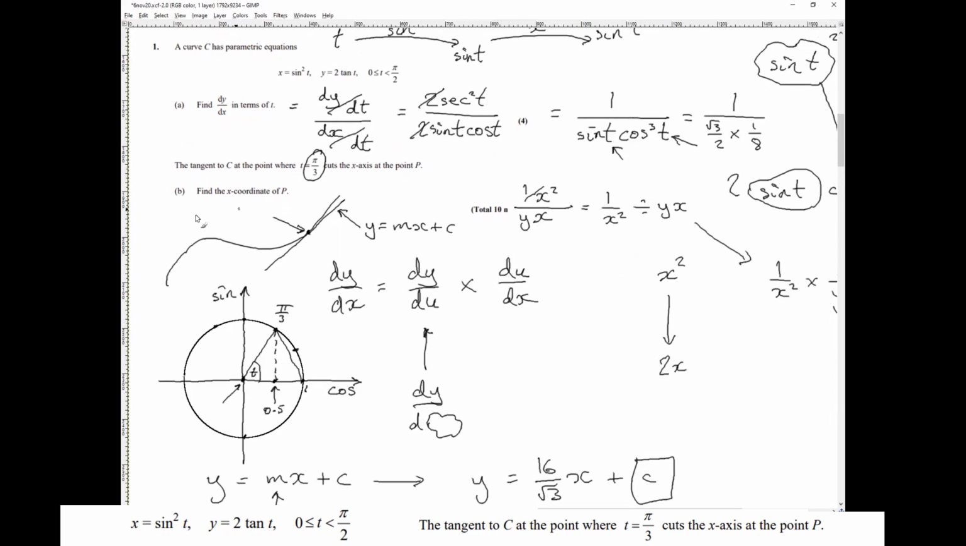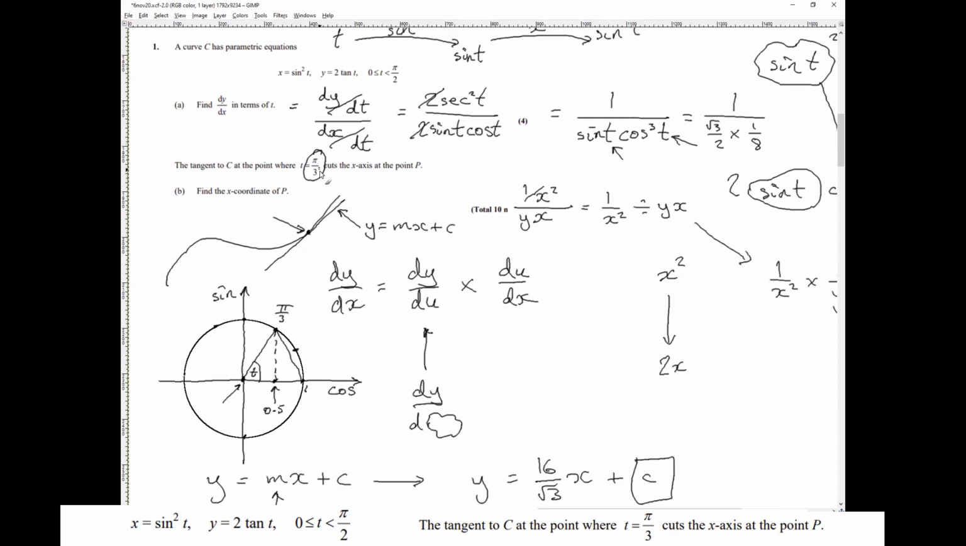And the x coordinate we can find similarly. What we do know about this point isn't actually its xy coordinates, but we do know its t value. So we can use the parametric equations to find the x and y. All right, x value first. The x value is going to be the square of the sine of t.